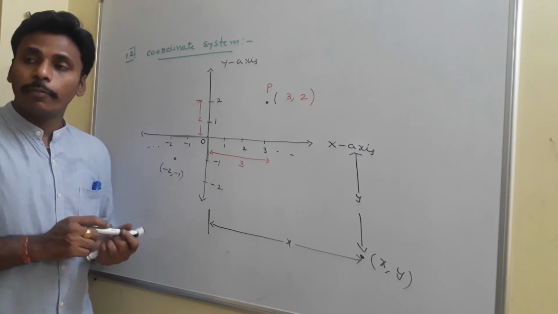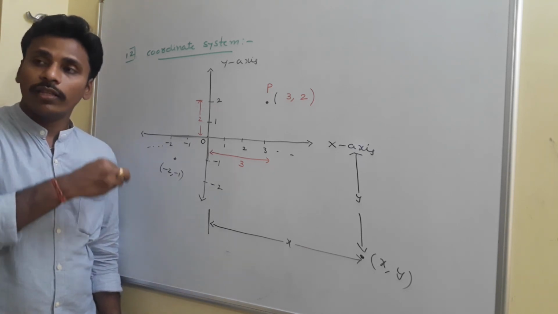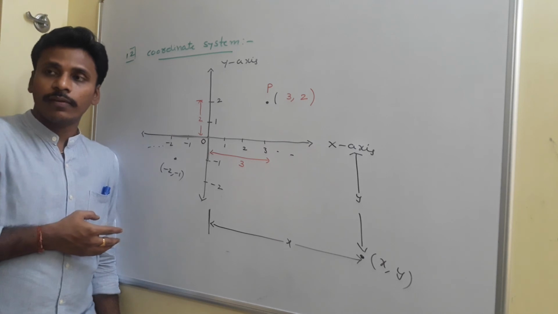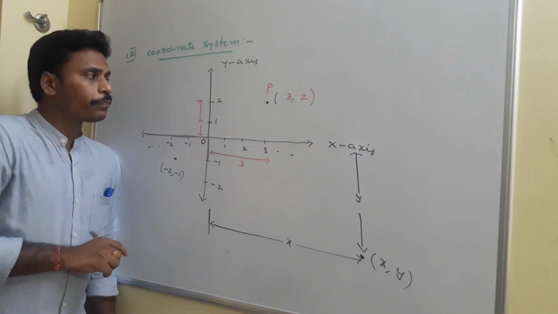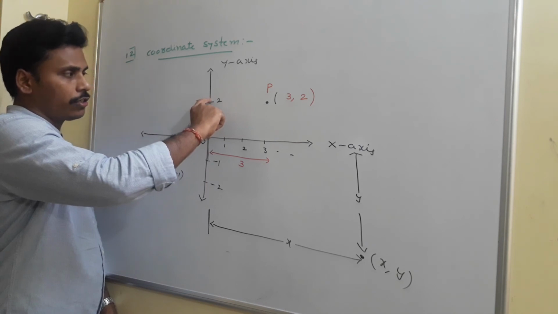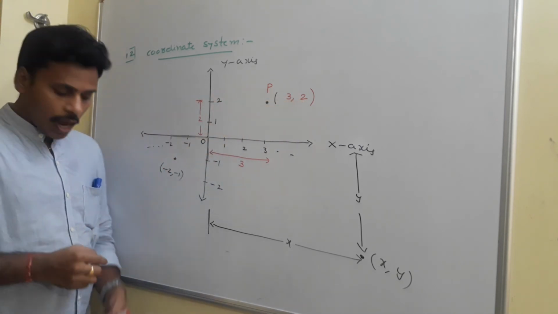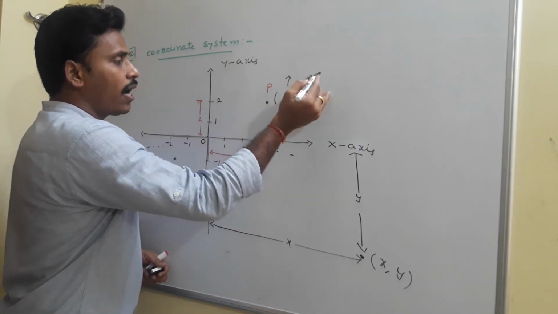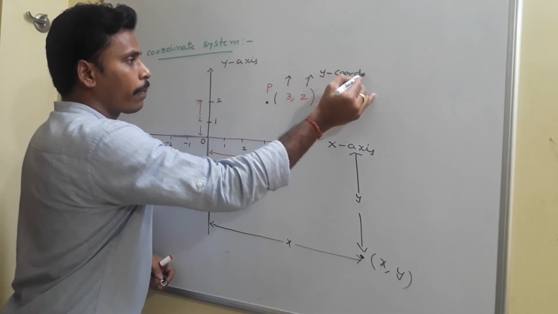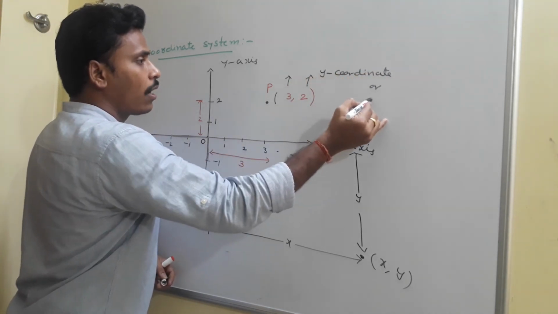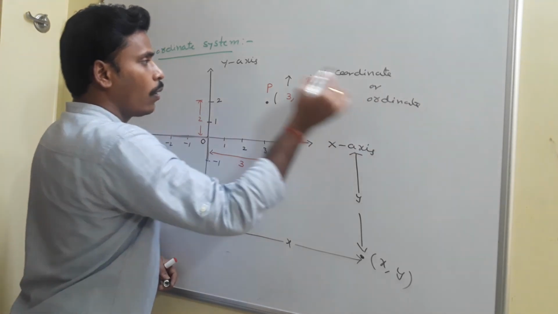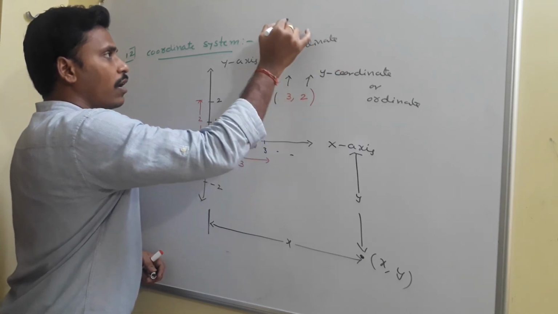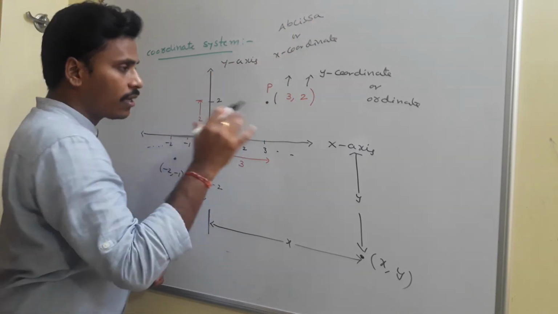Right? You need to address a point with its distance from the origin along the x-axis and its distance along the y-axis, as per the direction again, right? Among these two numbers, 3 and 2, this 3 is usually termed as what? The x coordinate, and this 2 the y coordinate. This 2 is called the y coordinate or ordinate of the point, whereas this 3 is termed the x coordinate or abscissa of a point. Right? Just have a look at this.